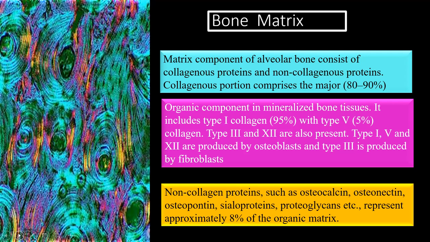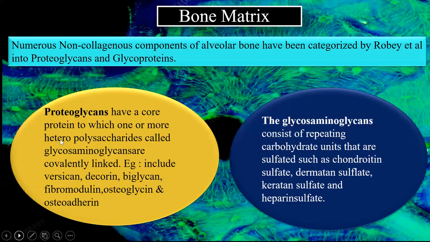Okay, and type 1, 5, and 12 are produced by the osteoblast itself, and type 3 is produced by the fibroblast. So the non-collagenous protein comprises osteocalcin, nectin, osteopontin, sialoproteins, proteoglycans, etc. They approximately account for 8% of the organic matrix. And it has been said that the numerous non-collagenous components of the alveolar bone have been categorized by Robey et al. into proteoglycans and glycoproteins. This is just for you to know about it.